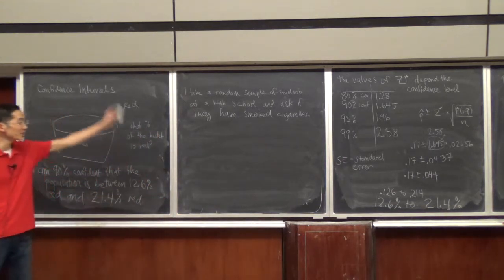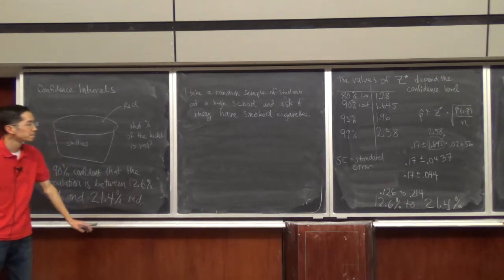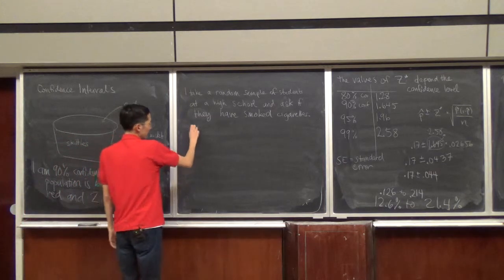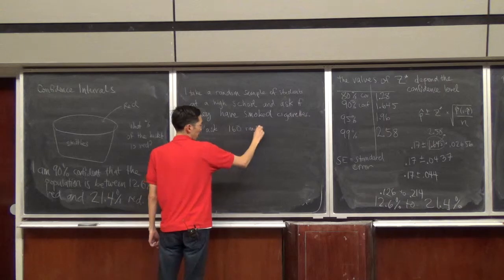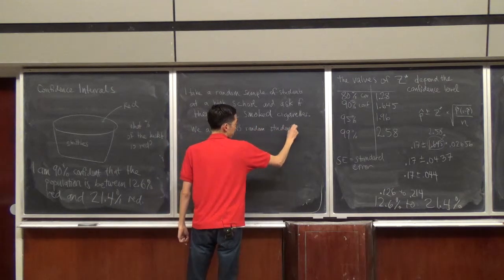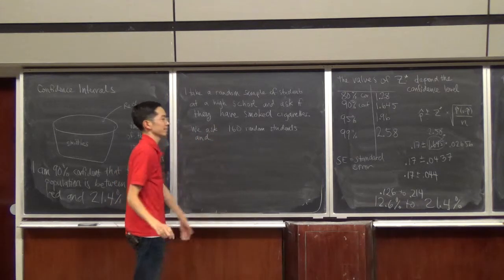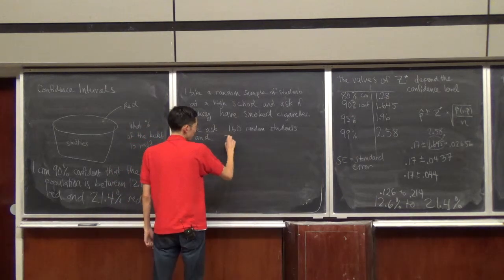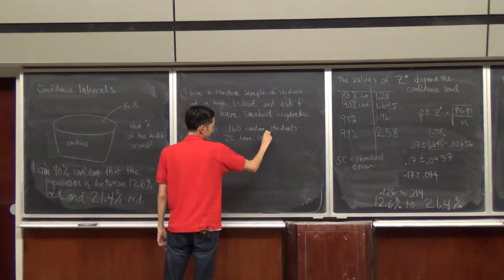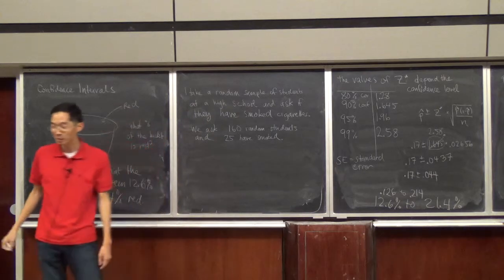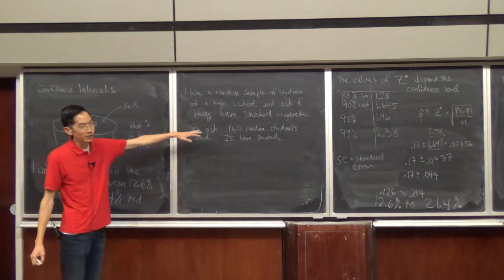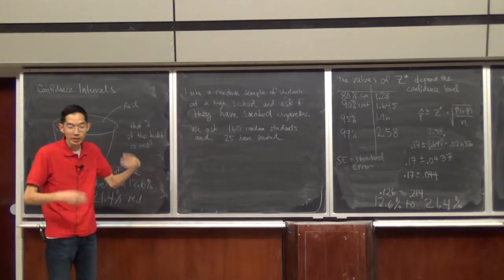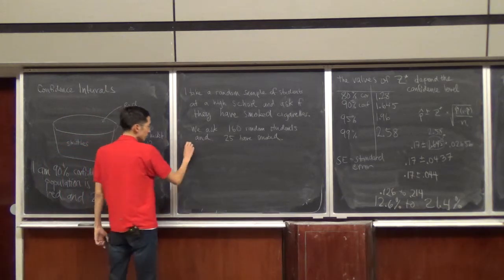All right. Let's say we ask 160 random students, and 25 have smoked. I don't know, maybe that's too low or too high. I guess it depends where you ask. Okay, so anyway, before we get into the answer, let's say we make a 90% confidence interval.